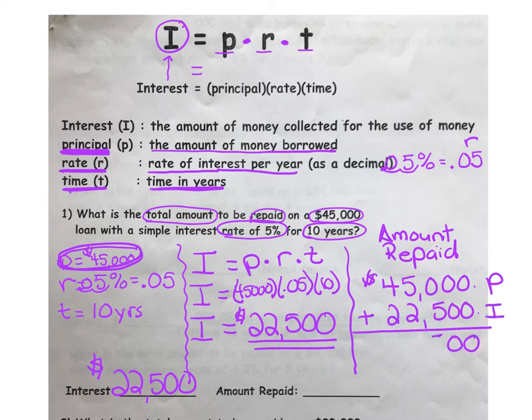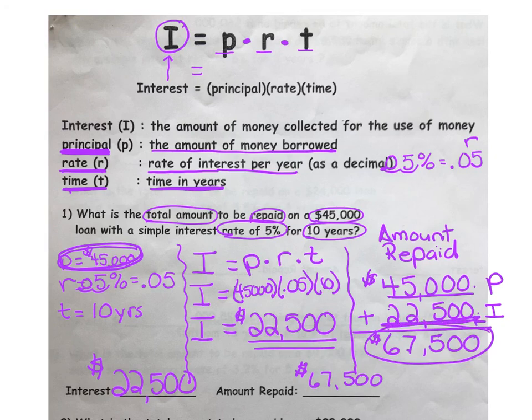All together, when the 10 years is over and all is said and done, you will have given back the bank $67,500. That is the amount required to be repaid to the bank for this particular loan. You have to give them back what you borrowed, the principal, plus the interest added on. Now that you've taken down these simple notes, let's turn to page 14 and complete some problems using this formula.